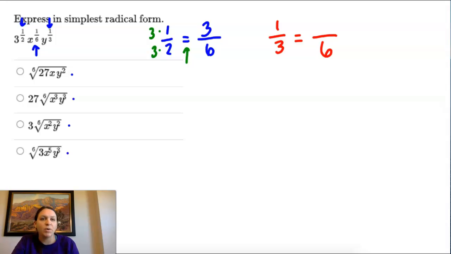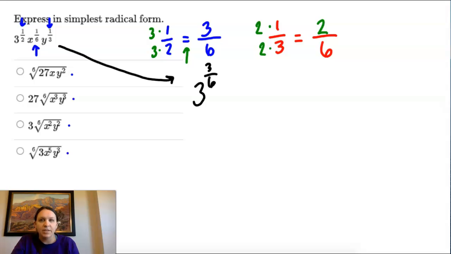So over here on our other one, 1/3, if I times 3 by 2, I'm going to get 6. And I have to also multiply the 1 to get 2. So again, if I reduce 2/6, I will get 1/3. We're just taking this value and we're rewriting it. So now, instead of 3 to the 1/2, I'm going to have 3 to the 3/6, and then x to the 1/6, and y to the 2/6.